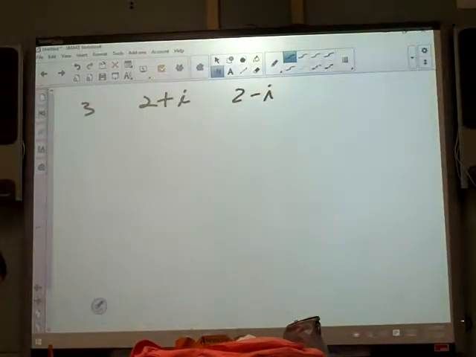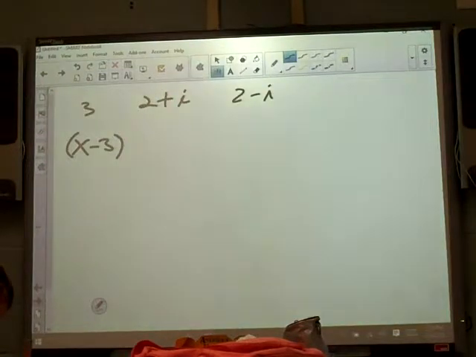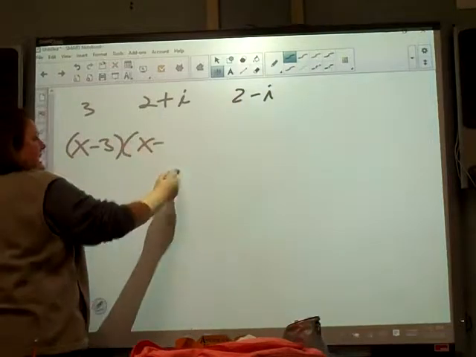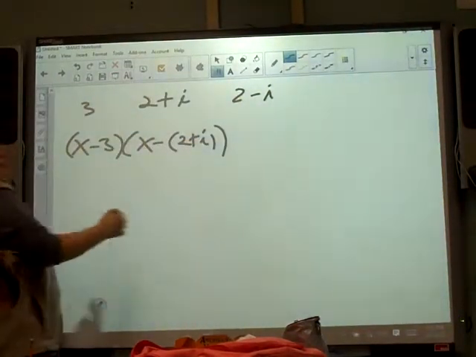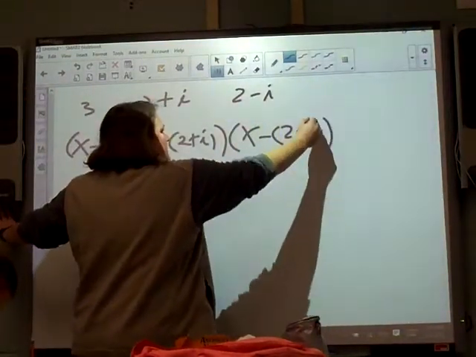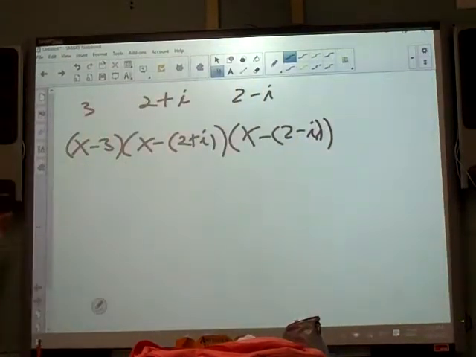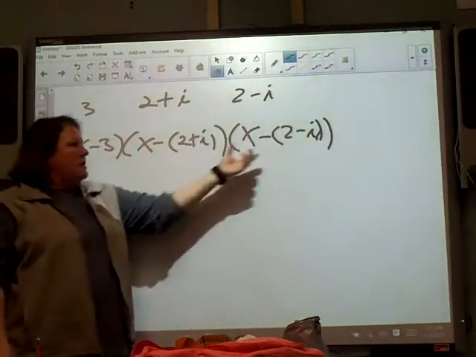Okay? So now you're going to start this thing off. Those are the zeros. So you're going to go backwards and write those as factors. So 3 would be x minus 3. Now, same thing on these ugly i's. It's going to work the same. I'm going to have x minus (2 plus i) for that one, and then x minus (2 minus i) for that one. Now notice I put those i sections in parentheses because I'm supposed to subtract those whole pieces.